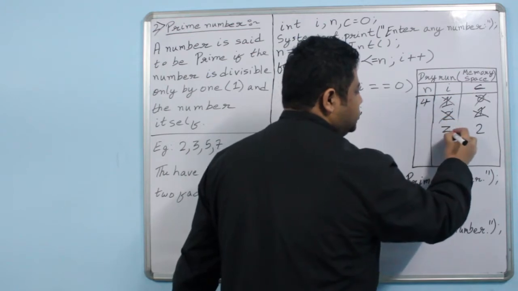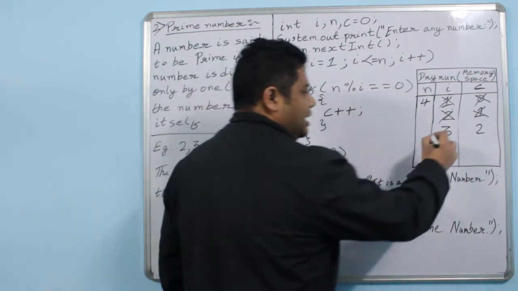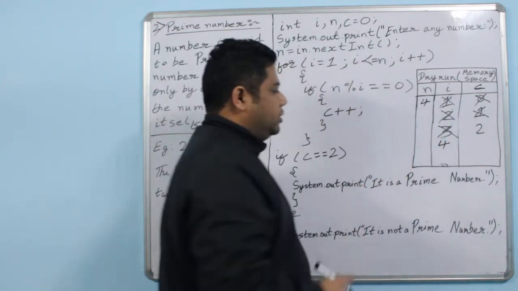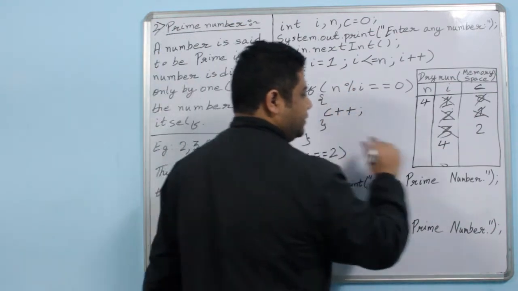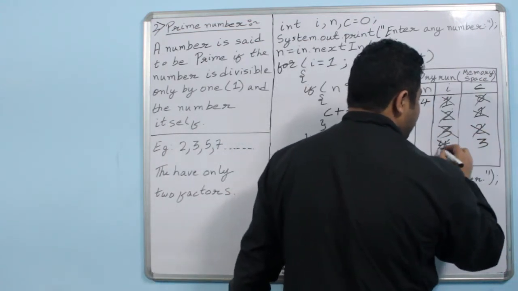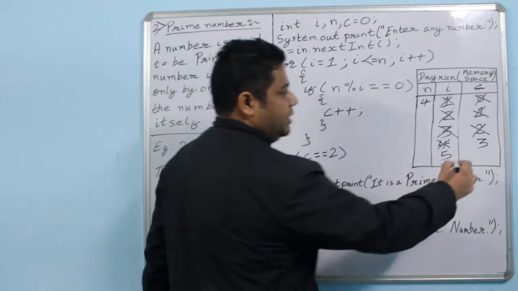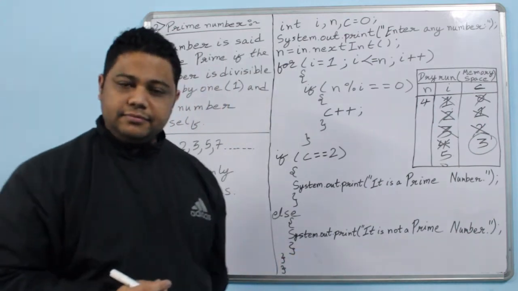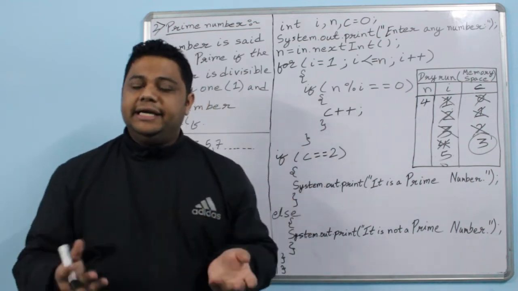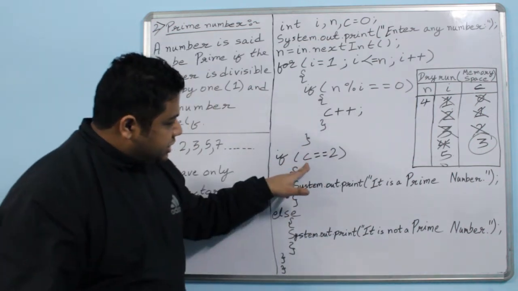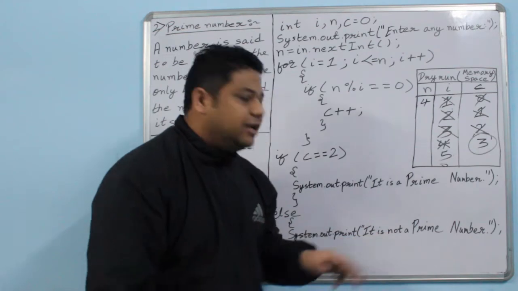Then the value of I changes to 3. 4 modulus 3 equals 0? False. It will not go inside. The value of I changes again. It becomes 4. Now 4 modulus 4, again it is true. That means the counter variable value changes to 3. Then the value of I becomes 5. So when the value of I is 5, we know the loop will be over. Now if you notice, the counter variable has 3. So whenever it's not a prime number, the factors will not be 2. It can be anything other than 2. So the condition C equals 2 will be false because C is 3. So it will go to else and it will display it is not a prime number.